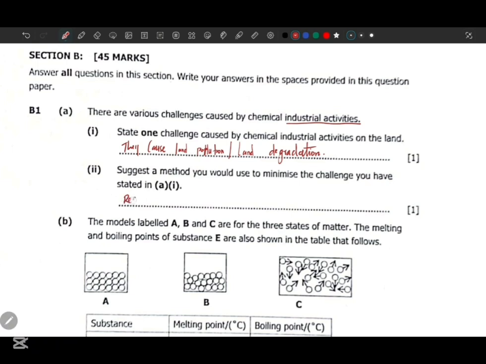So you can recycle, all right? You can also reduce. You can also reuse the products that you are making. The 3 R's, you remember them, right?